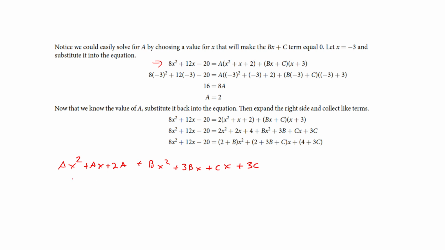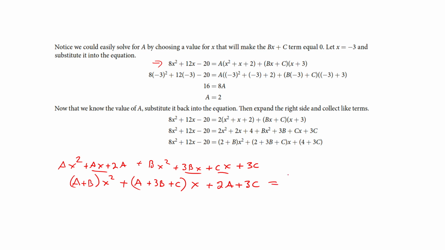Now let's group together the right terms. So I've got A plus B with the x squared. Do you see that? Now let's put our x terms together. I've got A, 3B, and C all in front of x. Do you see I've got this one and these two? So all of those are in front of x. And lastly, what do I have here? I've got 2A and 3C.